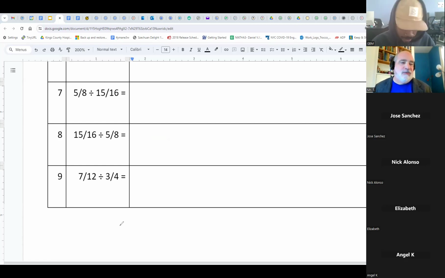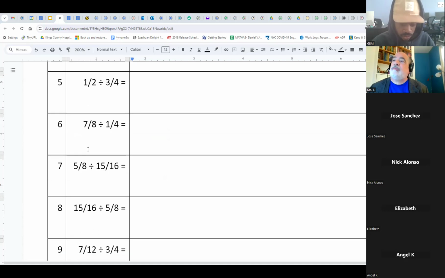When the problem that was 7/8 divided by 1/4, the answer was 7/2, and then into a mixed number that was 3 and a half, right? You're right, it was 7 halves. And then you ask how many times does 2 go into 7? 2, 4, 6. It goes 3 times, and then you have 1 left over, so that becomes 3 and a half. All right, okay, good. And you wanted me to do number 7?